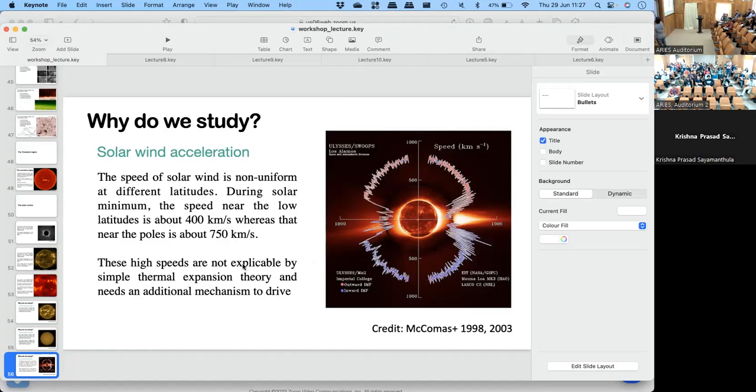These lower speeds one can explain considering thermal expansion, because you have the hot corona here. Considering thermal expansion, some wind will be moving faster, so that you can explain. But these 800 kilometers per second speeds you cannot explain. Even considering thermal expansion, you cannot attain such high speeds. So that means there is some other force driving these winds to high speeds. That is called the solar wind acceleration problem.